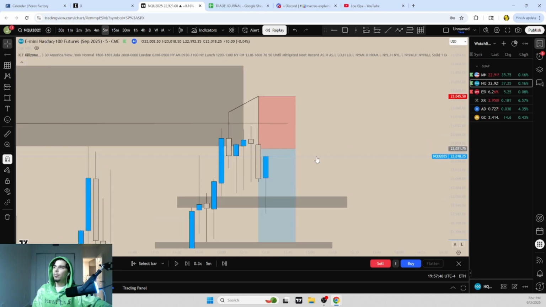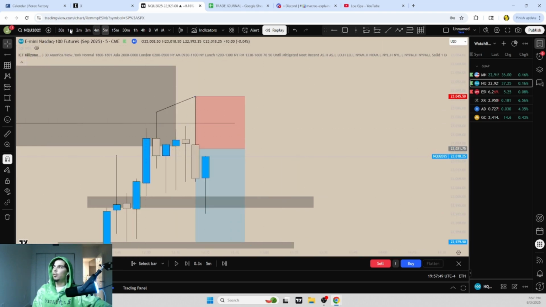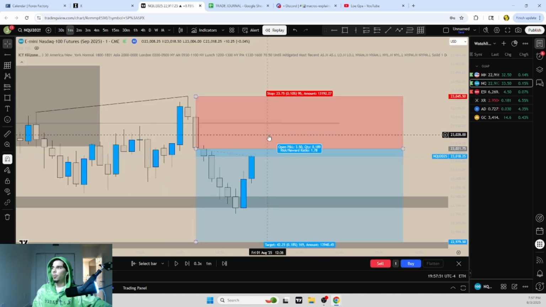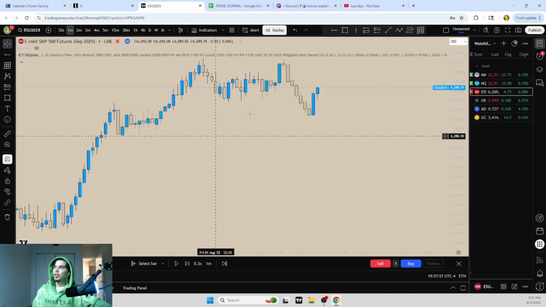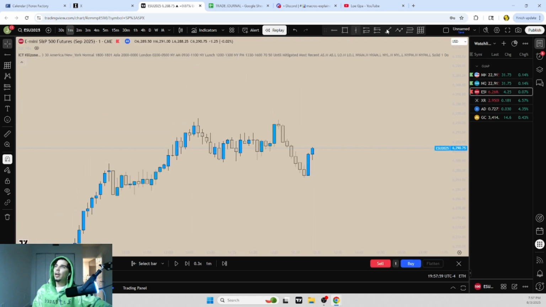And boom. Now what do we get? Well, we get an internal SMT. This is what it looks like on the lower time frame. Right? These 1207 highs got swept out. And look at this right here. 1207 highs did not get swept out on ES.